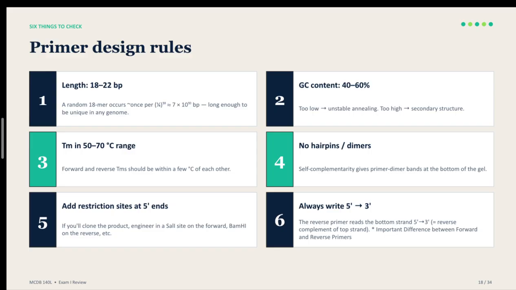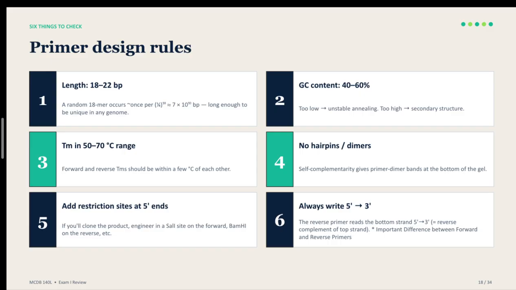Rule 2, GC content should be 40 to 60%. It's important to note that you don't want your GC content too high, because raising the TM too high introduces a lot of issues, especially considerations of secondary structure. So it's important to balance that out.